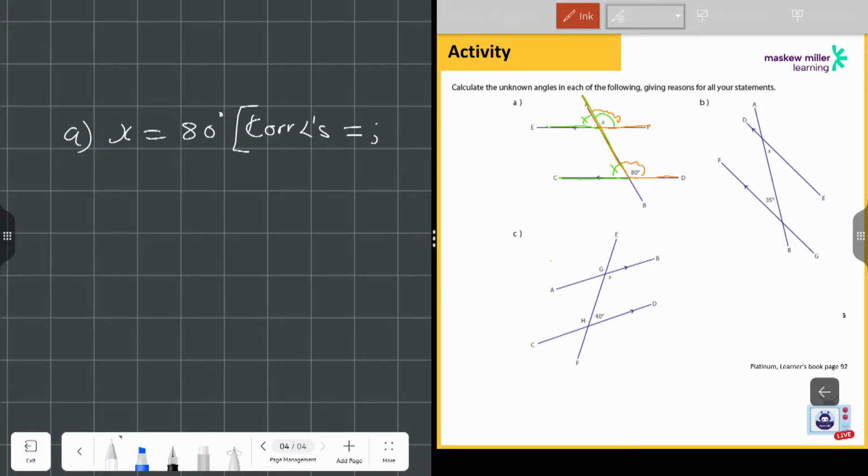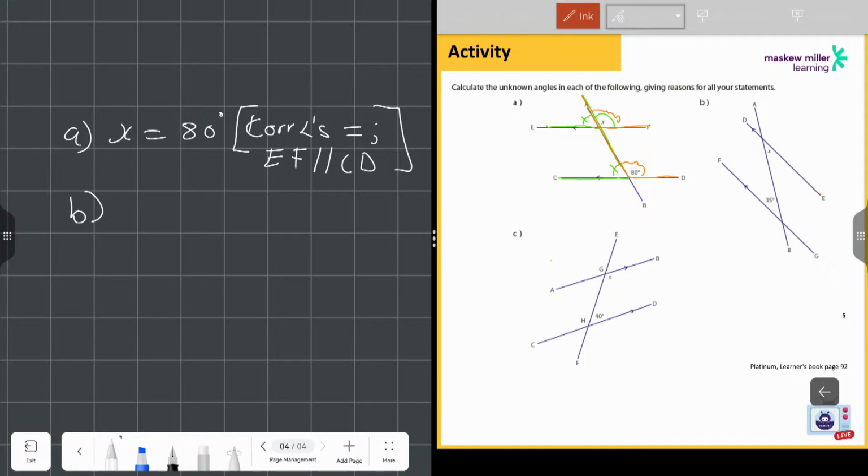Remember to always put the lines that are parallel. You don't just say that and run. So EF is parallel to CD. That is how you get to that solution, right? Number B, we're going to do a similar thing. So now you guys can run. You can tell me the answer without even me saying anything.